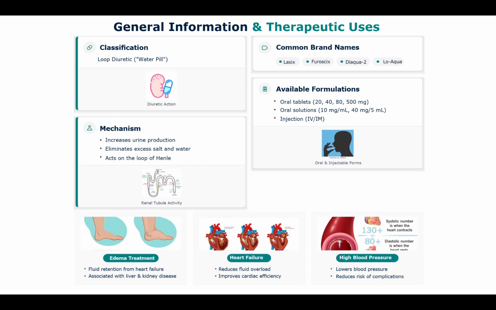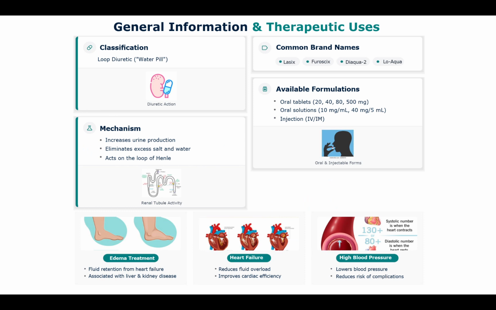To start, let's establish some foundational knowledge about furosemide. It is primarily classified as a loop diuretic, a term that refers to its mechanism of action within a specific part of the kidney. It is often referred to as a water pill because its main function is to increase urine production, helping the body get rid of excess salt and water. This is crucial for patients experiencing fluid overload.